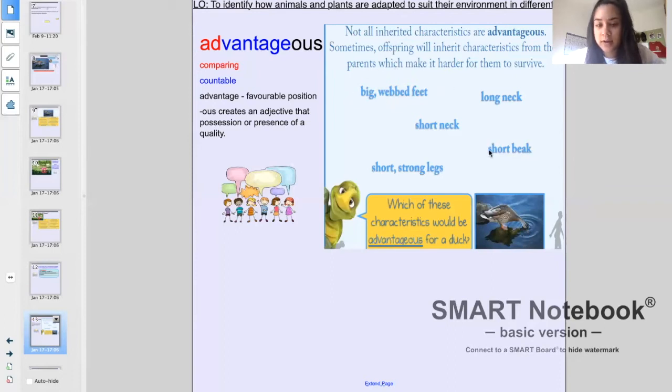So here are some characteristics of a duck, okay? I want you to have a think about which of these characteristics would be advantageous, so which would be beneficial for a duck in terms of their survival. So we've got big webbed feet, a long neck, a short neck, a short beak, and short, strong legs. Which of the following are advantageous for a duck?